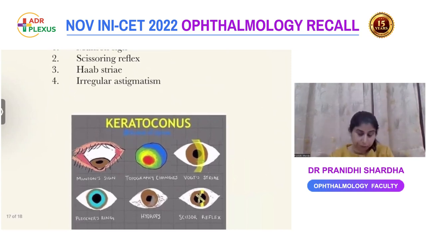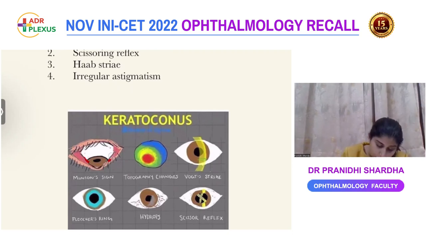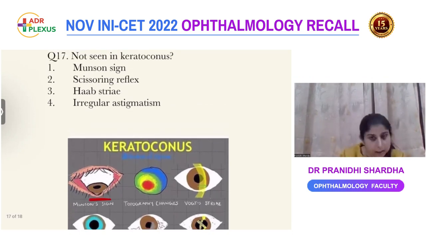First is the Munson sign. What is Munson sign? When the patient is looking in the downward direction, on downward gaze there is a conical projection of the eyelid. Because the cornea has assumed the shape of a cone because of constant rubbing, the lid also assumes the conical shape when the patient is in downward gaze. So the Munson sign is seen in keratoconus.